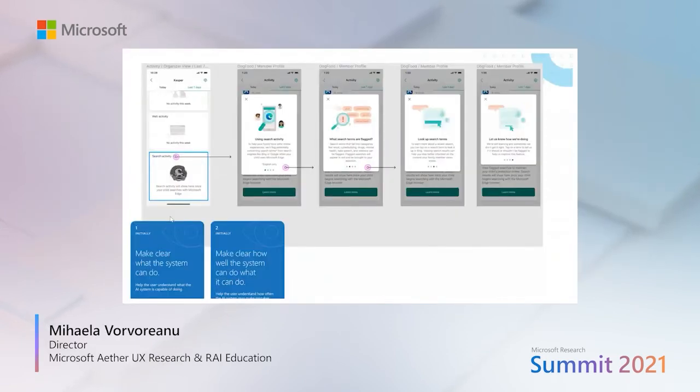The first thing that the team did to implement guidelines 1 and 2, they decided to use the pattern that I showed, the introductory blurb pattern, and also use it to make clear how well the system can do what it can do. They included a carousel-style tutorial for search activity, and we're going to try to go through it.